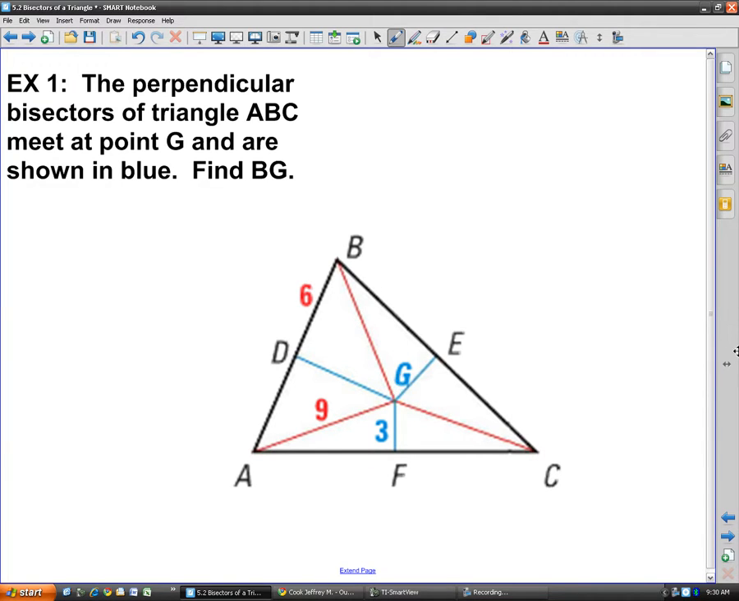Here's my explanation. This point right here that I'm making really big and dark is the point of concurrency for our perpendicular bisectors. They're saying the blue lines are the perpendicular bisectors. So that means that these red lines are the lines going to the vertices from the point of concurrency. All three of these red lines are going to be the same length, by the previous theorem. So BG has a length of 9, and that's what we're looking for. You just need to know the theorems, practice them, and make sure you really understand what's going on with them.